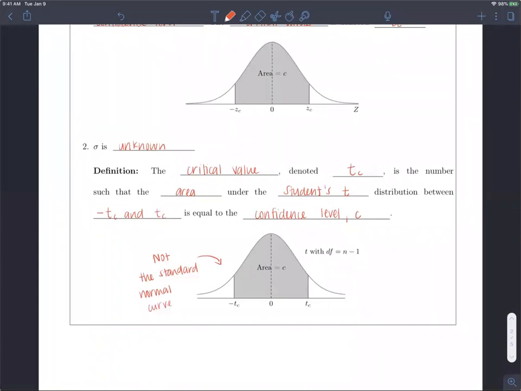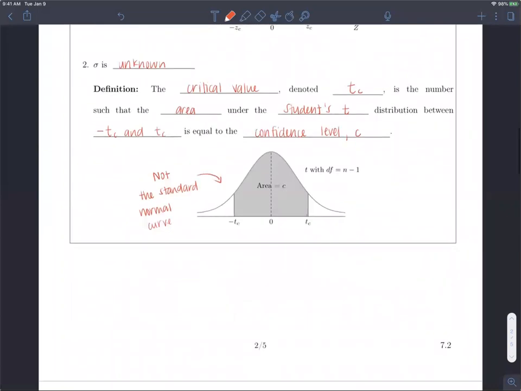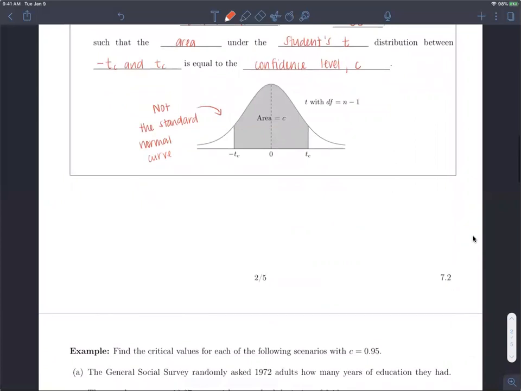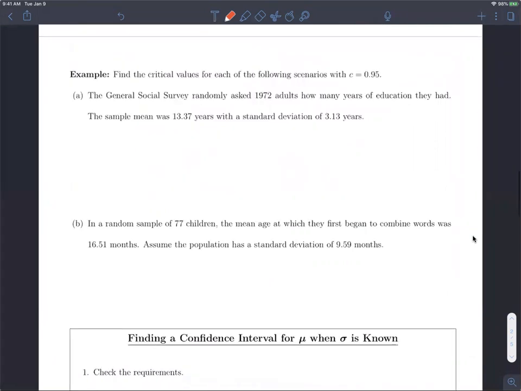Okay, so I'm going to go to the next page. All right, so here, find the critical values for each of the following scenarios with C equal to 0.95. The first one says the general social survey randomly asked 1,972 adults how many years of education they have. The sample mean was 13.37 years with a standard deviation of 3.13 years. Okay, so it wants us to find the critical values.